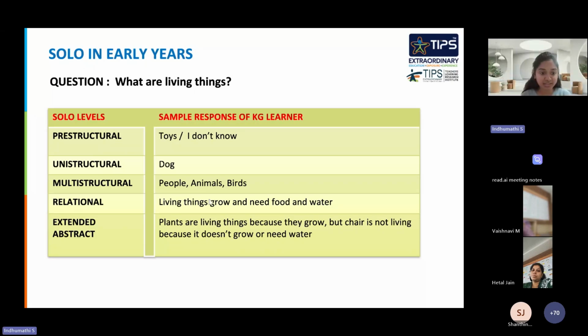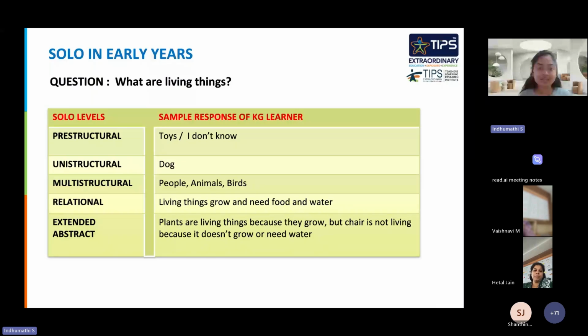And if we look at the next response, living things grow and need food and water. So in this response, we can understand that the learner is able to explain what a living thing is and what else they need to live. So we can understand that the learner is at the relational level of thinking.